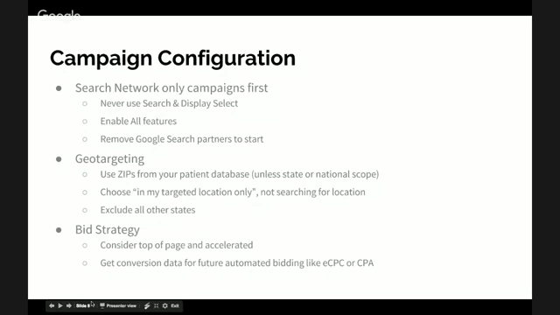And what Google defaults to when you create a new campaign is something called search and display select. This makes it almost impossible to understand the performance of the campaign because you're getting both search and display traffic in the same campaign. So always select search network only. And then always select enable all features, because that enables several important switches that make it easy to improve your performance. And then I always remove Google search partners to start.